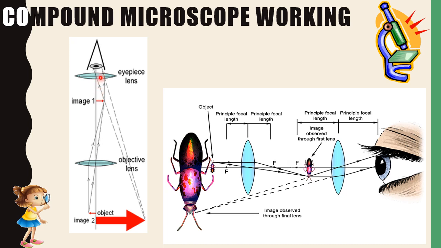So, what happens in a convex lens when an object is placed within the focus? We get an enlarged, erect, virtual image on the same side of the lens. So, here we get a perception of the object as an enlarged, erect, virtual image. We will discuss this with an example.